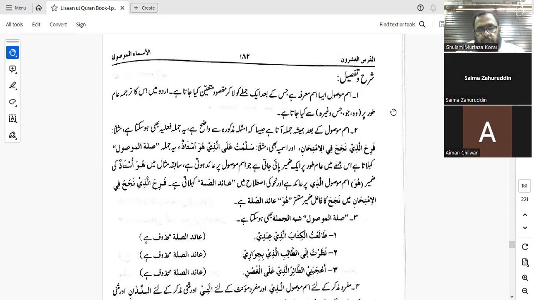And so when we use the relative pronoun ism mawsul in the sentence, basically the relative pronoun is a definite noun, and it's added to a sentence to give more meaning, and it means that or who or which. The relative pronoun ism mawsul has another sentence after it which gives more meaning, which is called silatul mawsul.